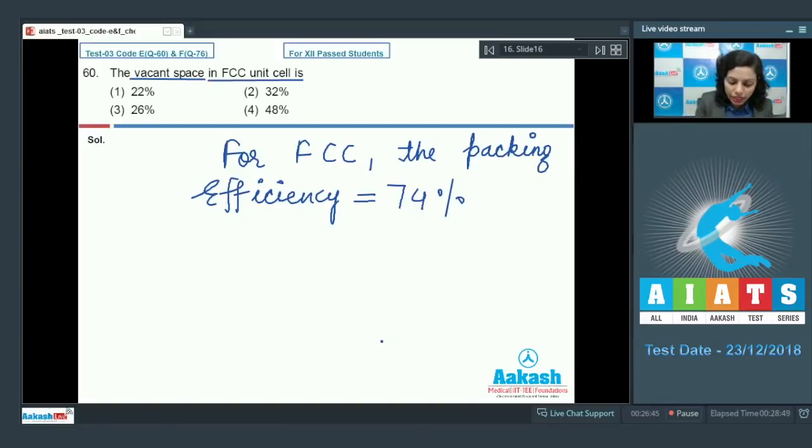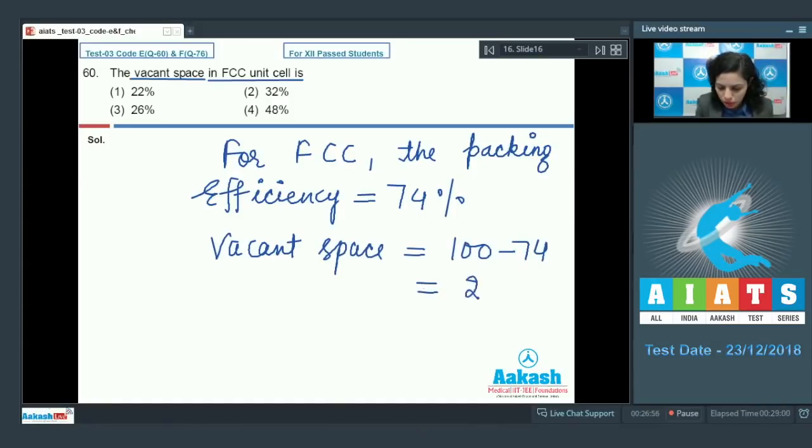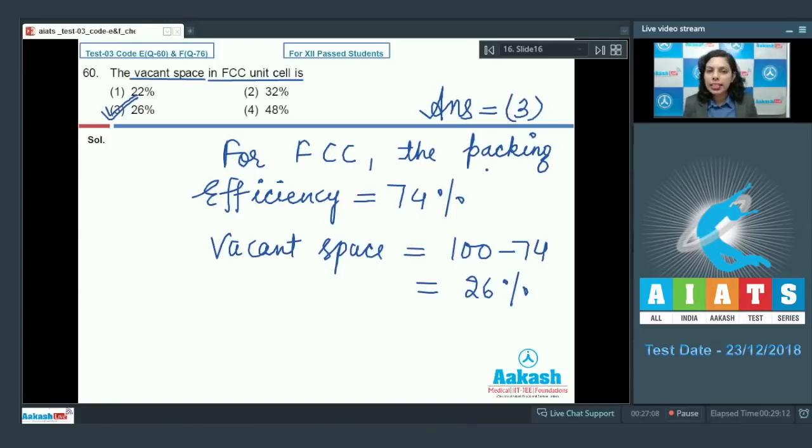But if we talk about the vacant space, the percentage vacant space is equal to 100 minus 74. So this would be 26%. So the percentage of the vacant space is 26%, and that's given here in option 3, and that's my correct answer also. Now, after this, let's check the next question. That's question number 61.